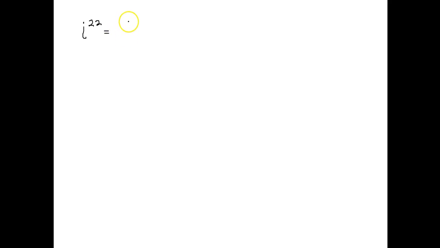Well, i to the 22nd, I'm thinking about multiples of 4. The closest multiple of 4 to 22 is 20. So I can rewrite this as i to the 20th times i squared. Well, i to the 20th is a multiple of 4. 20 is a multiple of 4. I can rewrite this as i to the 4th raised to the 5th power.